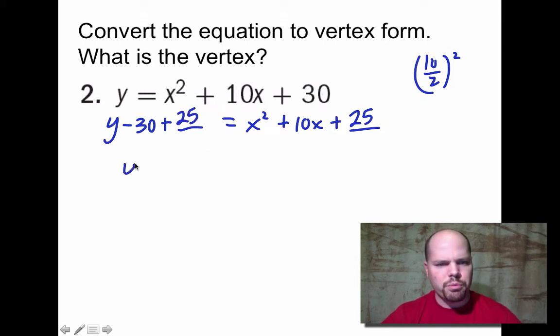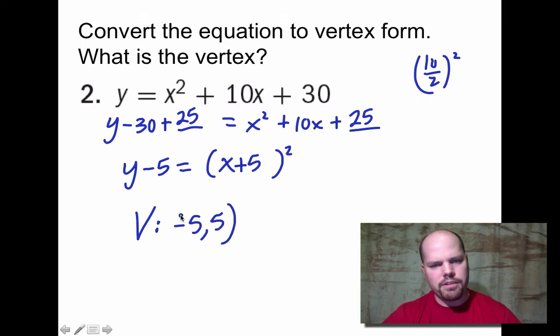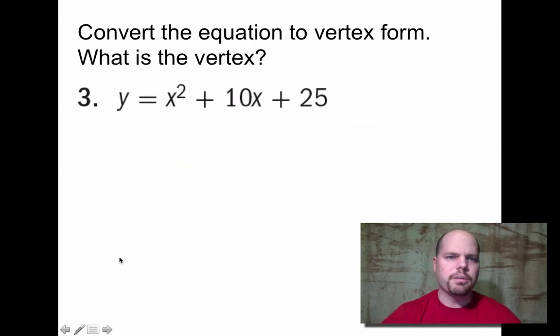So this would have been y minus 5 equals the quantity x plus 5 squared. So it was half of 10. So x plus 5, which is the trinomial x squared plus 10x plus 25, but we want to make this vertex form as a perfect square, so the square of a binomial needs to be on the right side. So now, what is the vertex? The vertex is negative 5, 5. This would be x minus negative 5, and y minus 5, so 5. And that's the vertex. Alright, number 3. So if we do enough of these, we get the hang of it, hopefully.